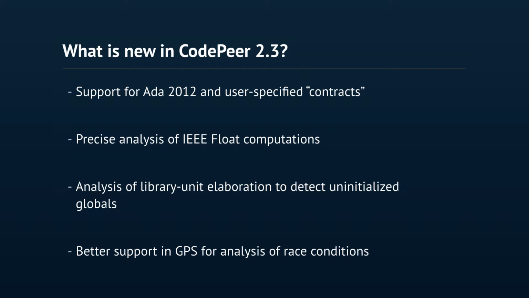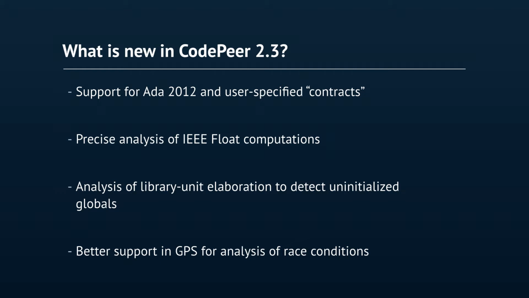It has an orientation towards contract-based programming, and in fact it helps identify contracts in existing code that might not have them explicitly indicated. And so the two really go hand in hand. Another area of enhancement in CodePeer 2.3 has to do with floating point computations. In the past, those were done using essentially infinite precision arithmetic, and now we have more precise simulation of what typical IEEE float hardware does.